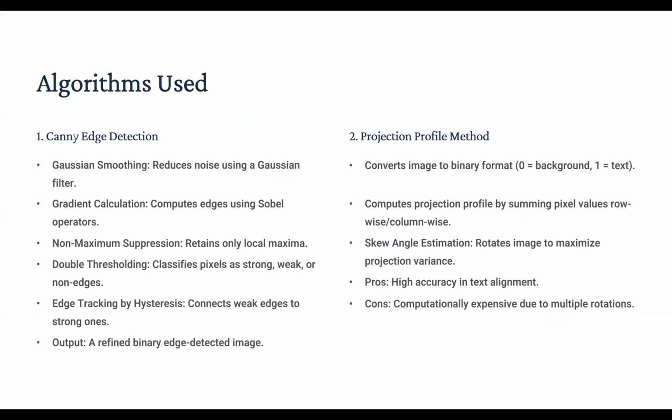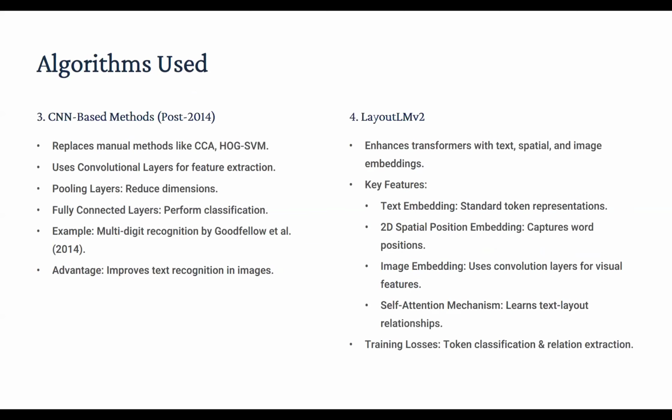Talking about the algorithms, the algorithms which can be used here are the Canny edge detection algorithm, the projection profile method, CNN based methods, and LayoutLMv2, which can be used for the system architecture diagram which we have proposed. So our bill extraction process encompasses three main operations: image acquisition and pre-processing, text recognition, and finally extracting the required data for subsequent storage.